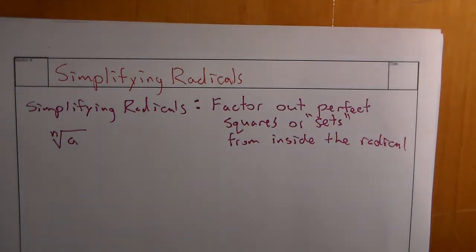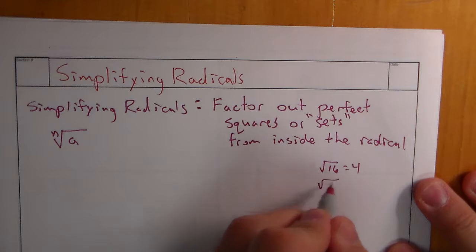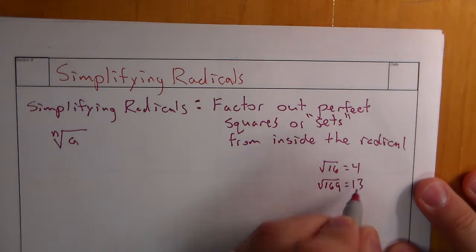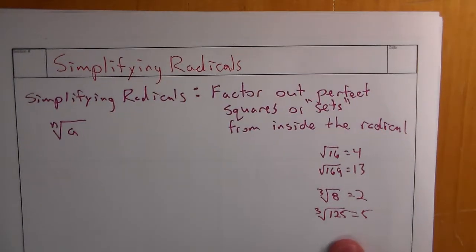So whenever we get a radical and we need to simplify it, this would not be a perfect square. A perfect square we sometimes see like the square root of 16 equals 4, the square root of 169 equals 13. We even can see cube roots. For example, the cube root of 8 we say is 2, the cube root of 125 is 5, because that number to the third power is that. So those simplify out and those leave us with what we call rational values.